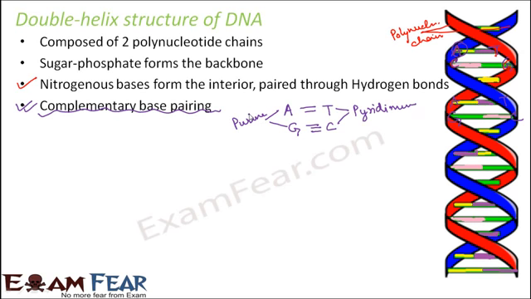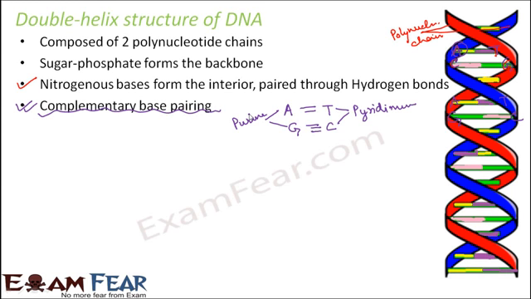Now please remember that it is not that any purine can pair up with any pyrimidine. A can never pair up with C. A can only pair up with T, T will pair up with A. Similarly, G will pair up with C, and C will pair up with G. And this is known as complementary base pairing. That means A and T act as complement of each other. Similarly, G and C act as complement of each other.